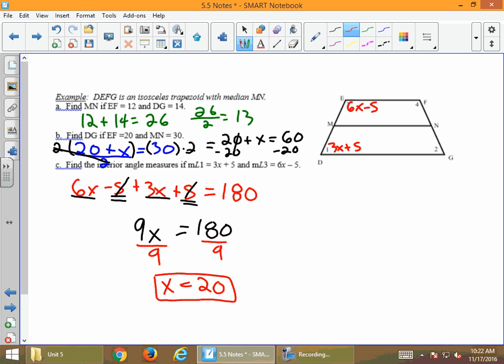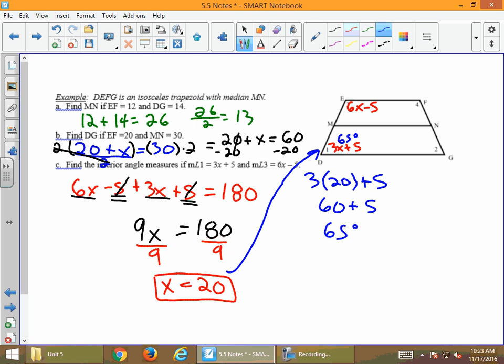Oh. Because does it say anything about finding X? No, it says find the angles. So I do have to plug that in. I'm going to have two angles. I'm going to go right here and plug it in. It's going to be 3 times, no longer X, it will now be 20, plus 5. 3 times 20 gives me 60 plus 5. 65. Great job there. This angle is 65 degrees.